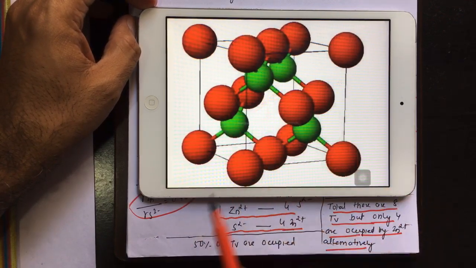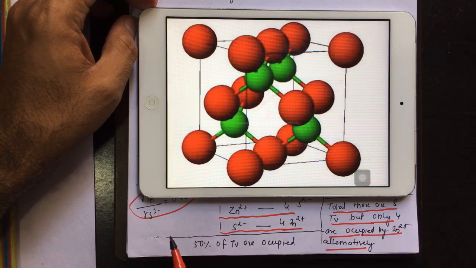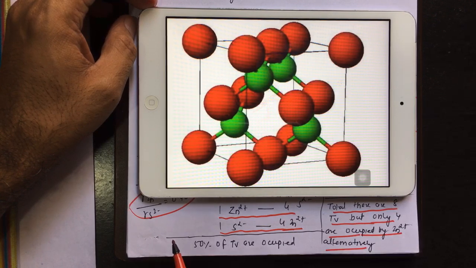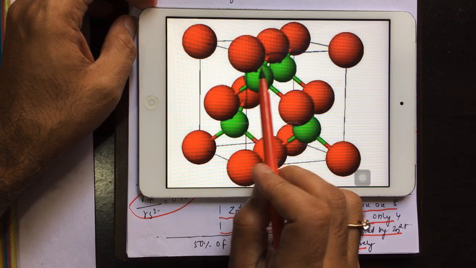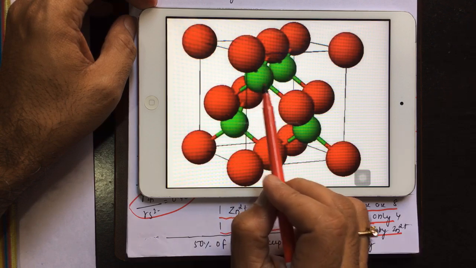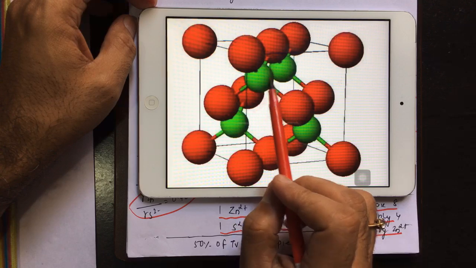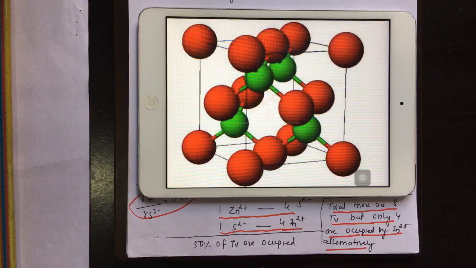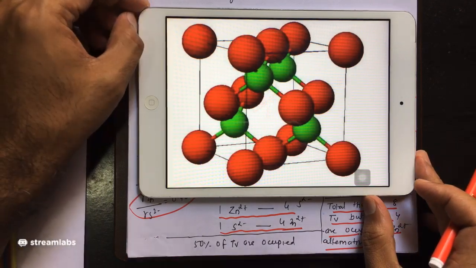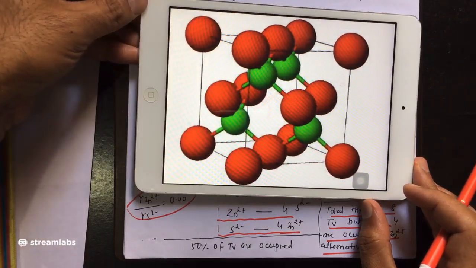See, sulfide ion makes the red ones and the green ones are the zinc ions. If you see carefully, you will acknowledge that each zinc ion is surrounded by 4 sulfide. This zinc is surrounded by this one, this one, this one, and this one also. So one is surrounded by this, one is surrounded by this, one is surrounded by this. Like this arrangement we are talking about. So this is the structure of zinc sulfide. I hope everybody has understood with this pictorial representation.